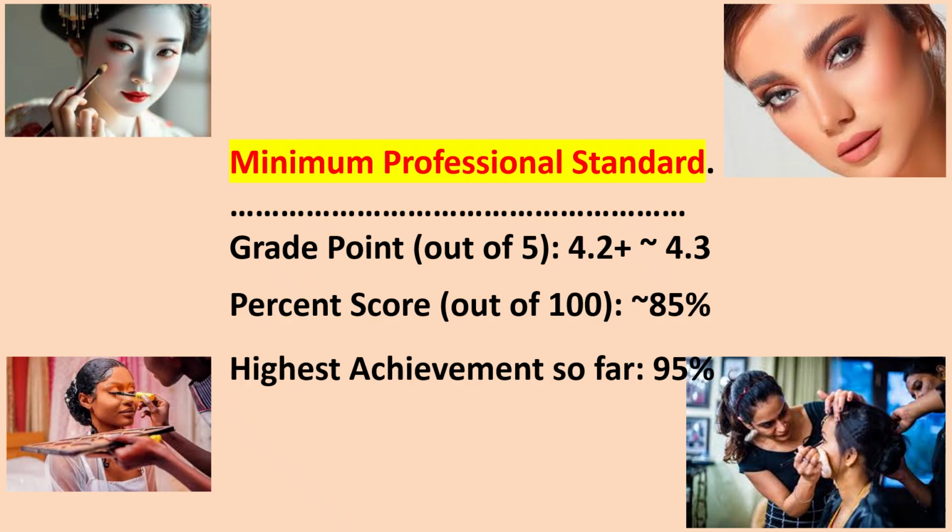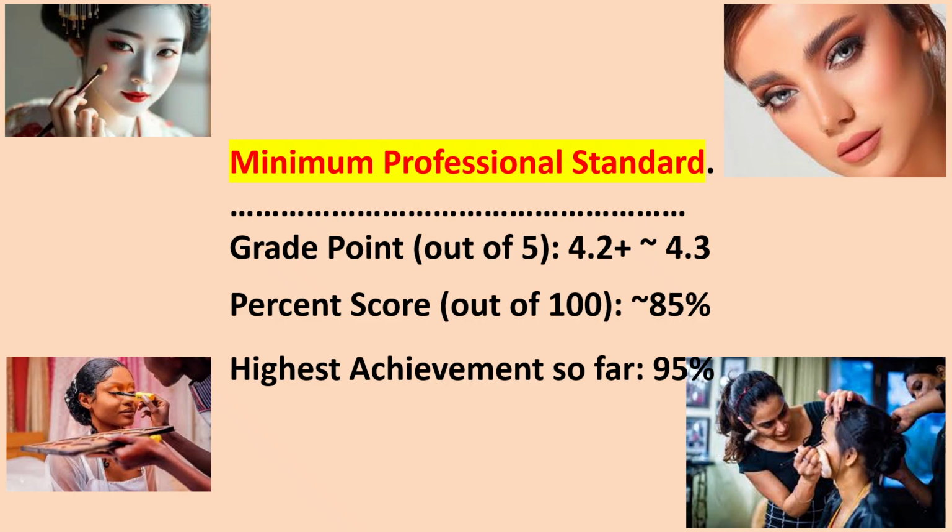You are just a painter. Below 4, there can be no makeup artist. The person is not a makeup artist at all. Minimum should be 4.0, but actually in today's competitive world, a good makeup artist means 4.2 or 4.3. That would be, the person's score would be more than 85%. 4.2, 4.3, around 85% or more.